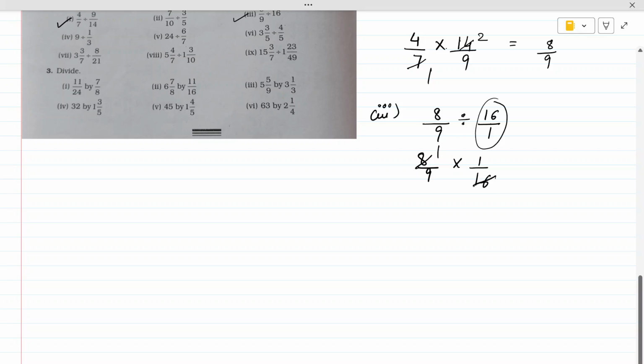So, 8 into 1, 8 into 2. This will become 1 into 1 is 1. 9 into 2 is 18. This is our answer.